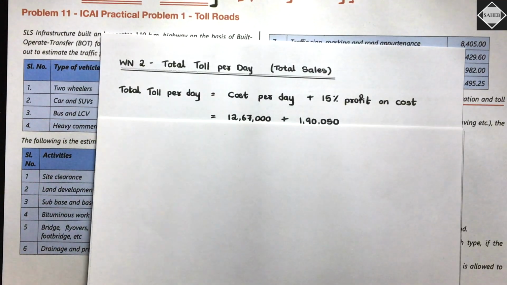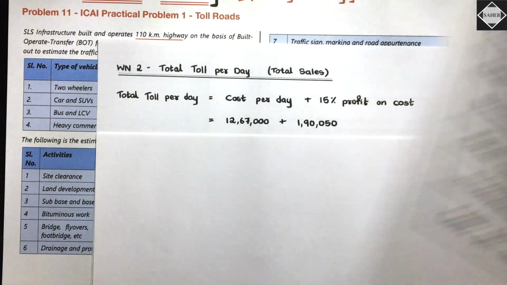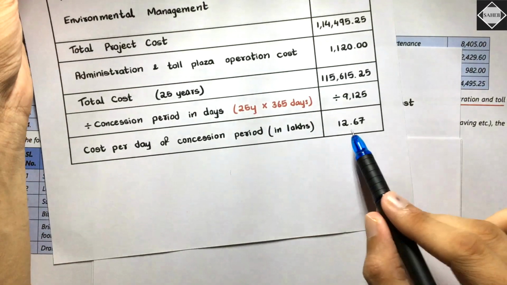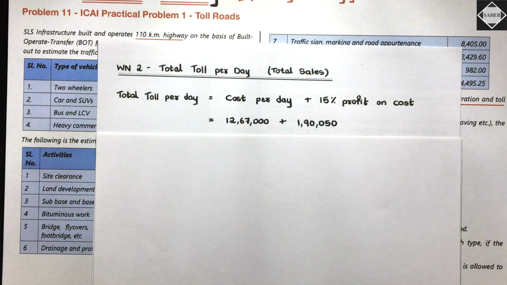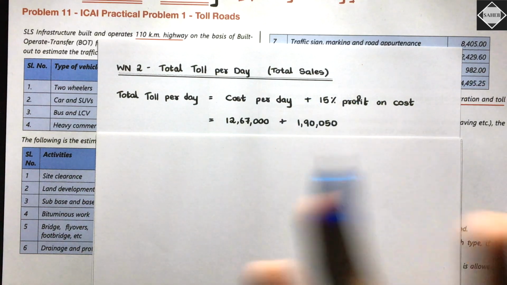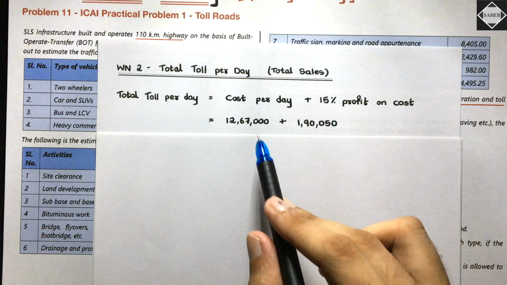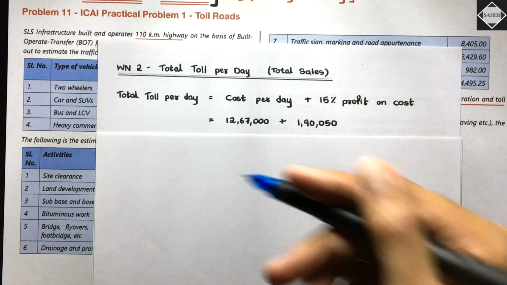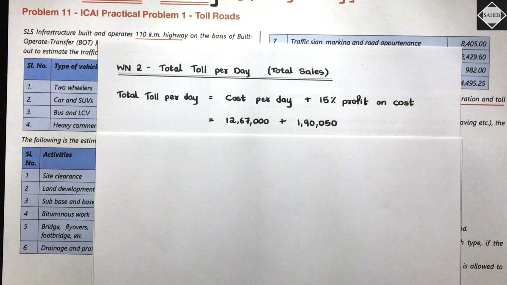The question said the profit is 15% on total cost. Okay, so see here, 12,67,000, right? I took the whole amount now for this calculation. This 12.67 is what? 12,67,000, no? Yes, it has been rounded off. It's actually 12,67,016. 16 rupees also there, but that has been rounded off in the module also, so I'm doing that. Fine. Plus what? 15% profit on cost.